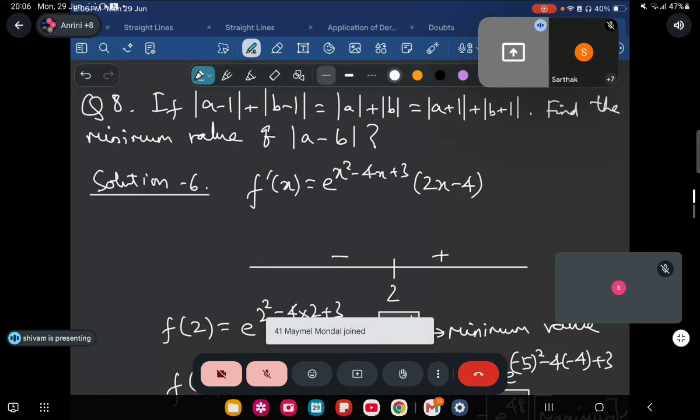And Raktim, tell me, should I solve the eighth one? Tell me, should I solve? Sub 8.